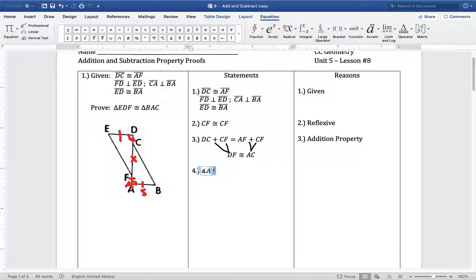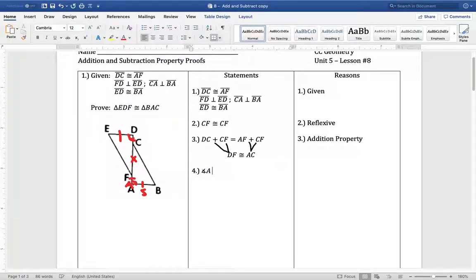So we're going to say angle A and angle D are right angles. And this came from the definition of perpendicular. I'll just type it out, but you could use the symbol.